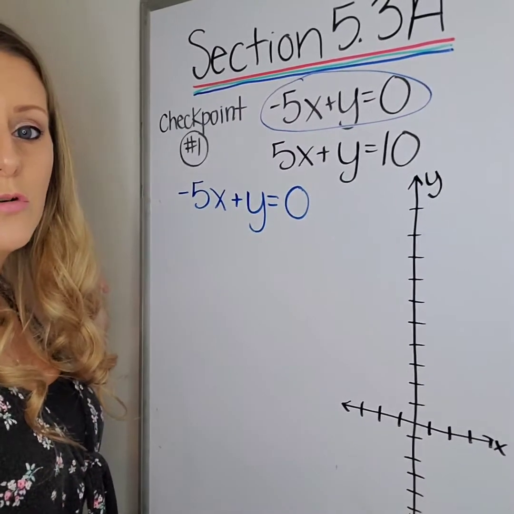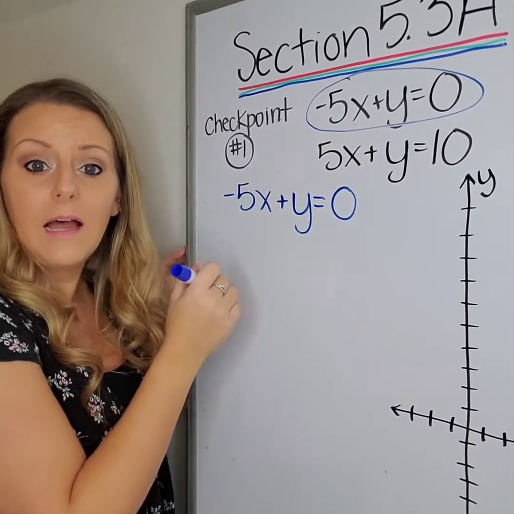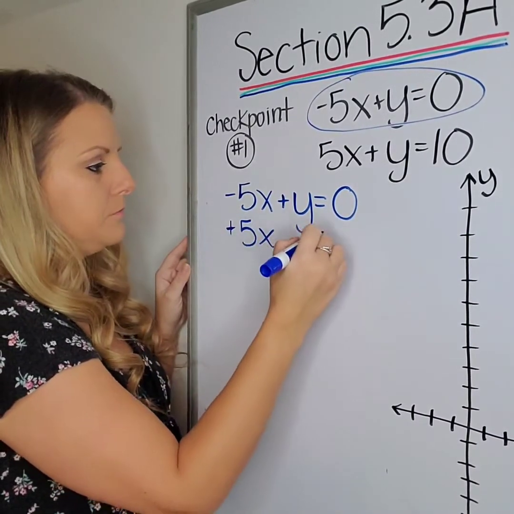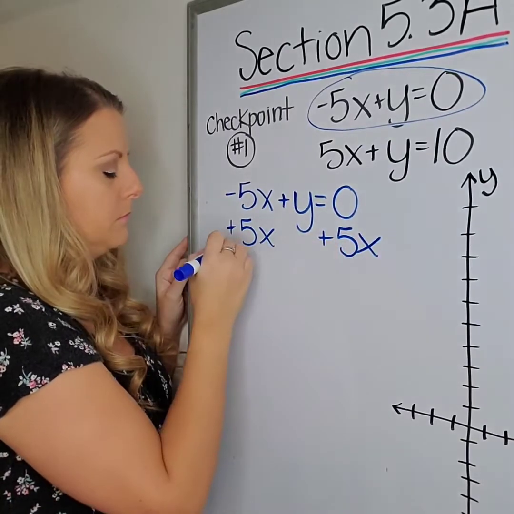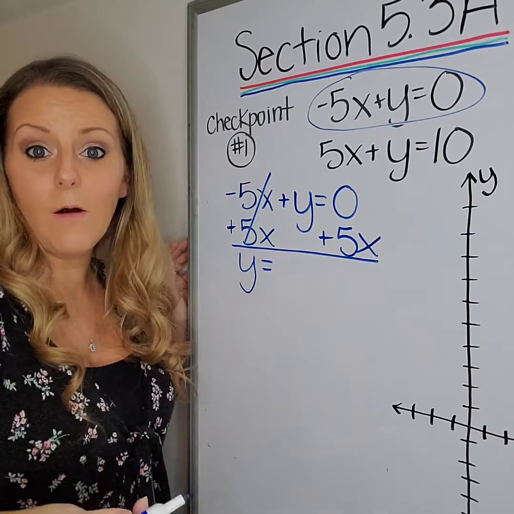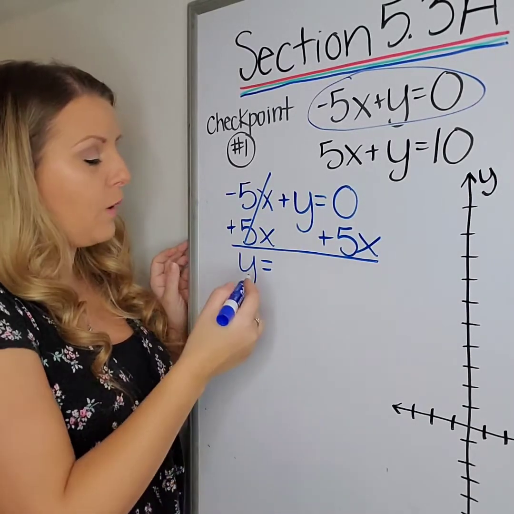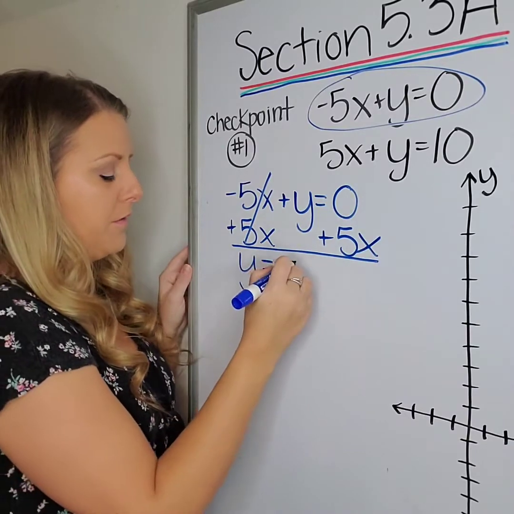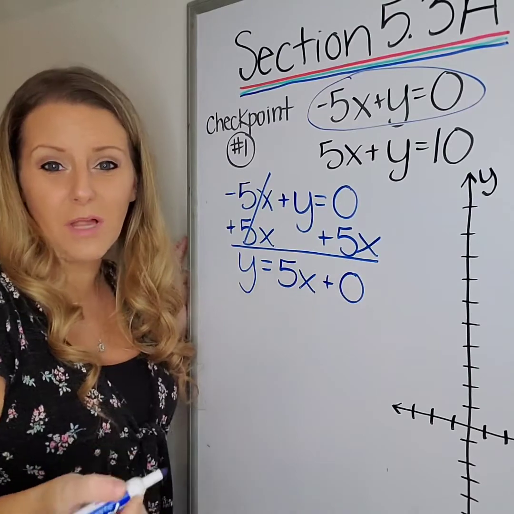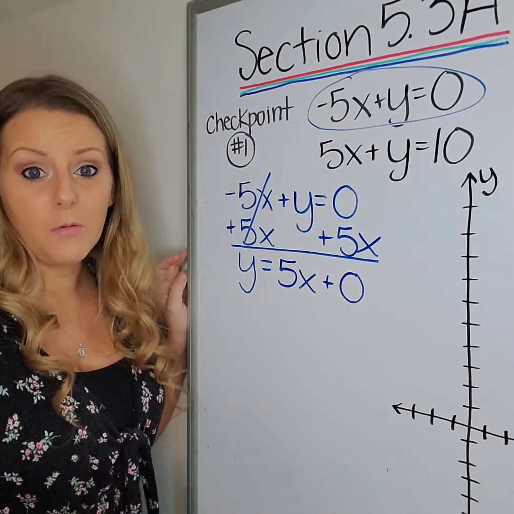So I'm going to get rid of the negative 5x. How do you get rid of a negative 5x? You add 5x. Add it to both sides. These go away. You get y equals. Now y is by itself. That's the whole point of this, is to get y by itself. Again, remember you put the x thing first and the number thing second. And since it's a plus 0, we honestly don't even need to write that. But you can write plus 0 so you don't forget.